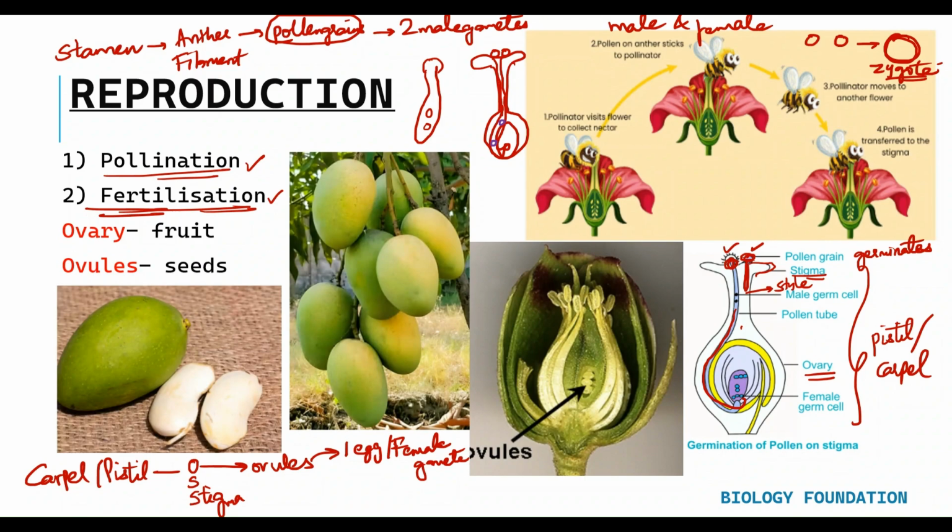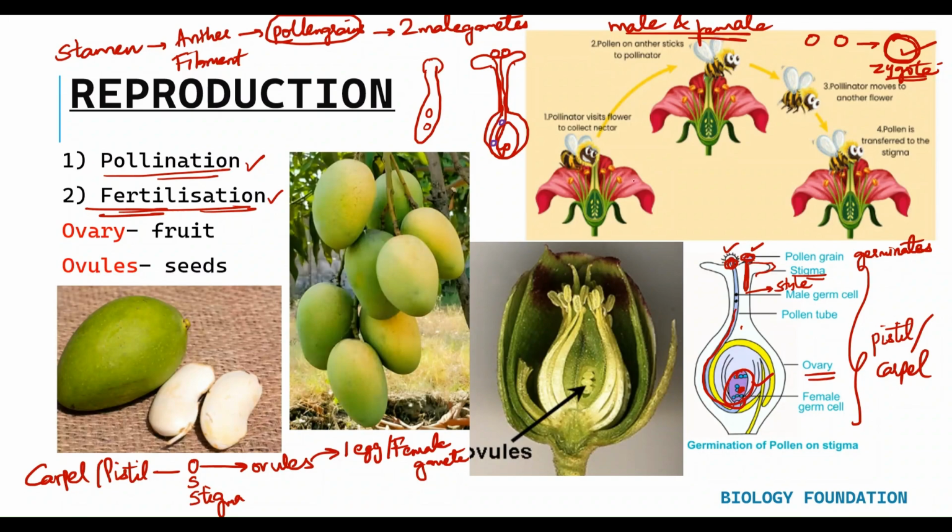Once there is successful pollination, once the pollen grain lands on the stigma, first what happens? Pollen tube formation occurs. This pollen tube carries what in it? Two male gametes. Now these male gametes travel to the ovule, and inside the ovule you have a single female gamete or egg cell. Now what is fertilization? Fusion of male and female gamete to form a single celled zygote is called fertilization.